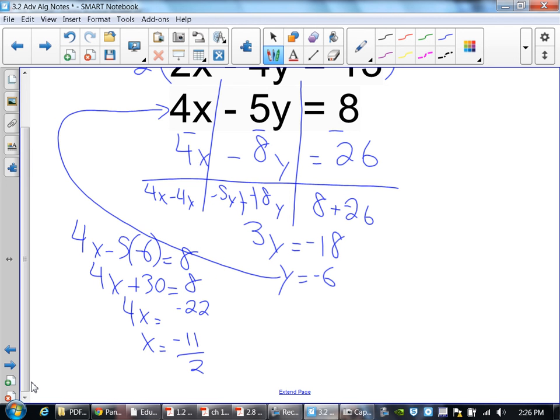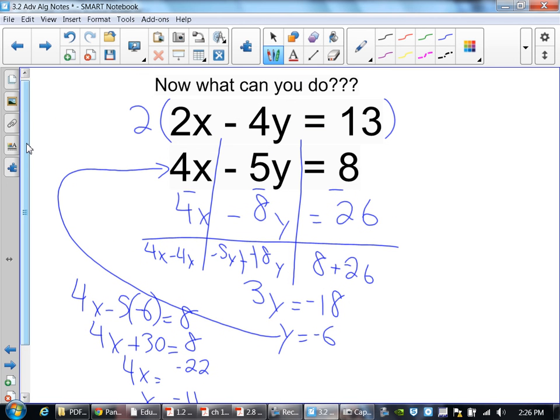Why did you make it positive 8 now? Oh, negative 5 minus negative 8, same change opposite? Oh, so it's always negative. Not necessarily. It's always something minus something, and then you plug it in and it's negative, negative, positive. Even on the other side too. Yeah, it was 8 minus 26, I got negative.